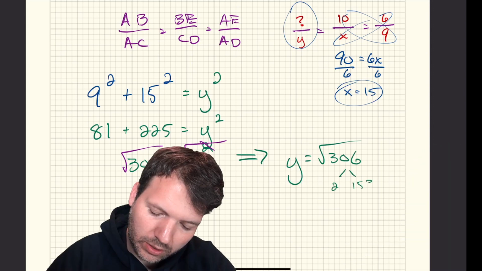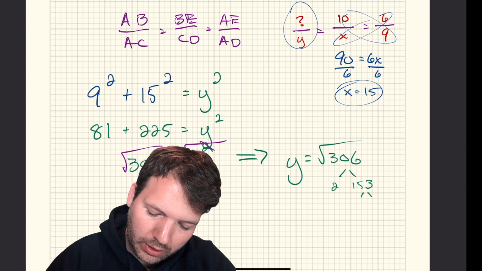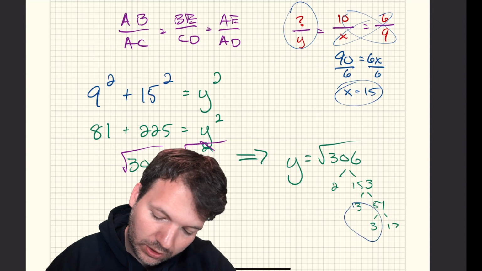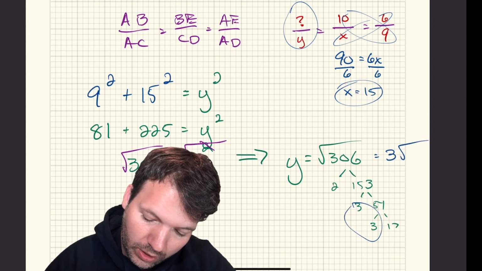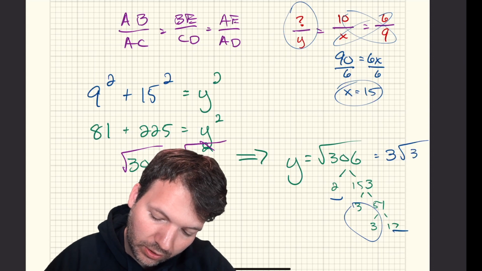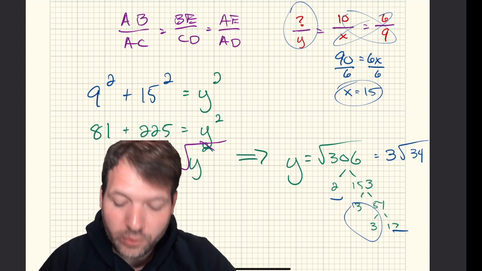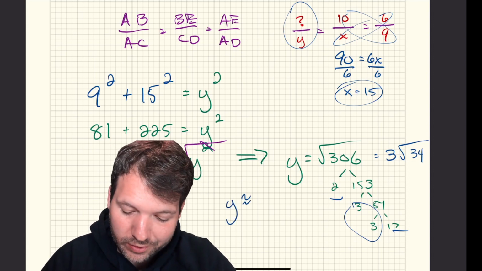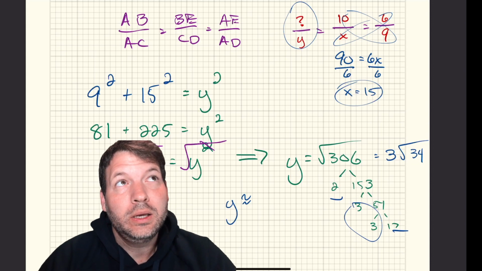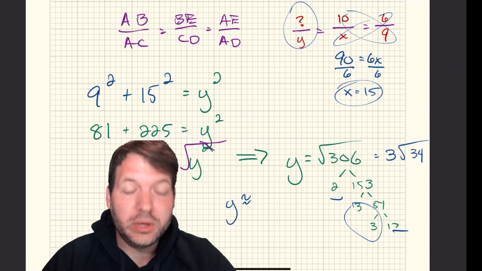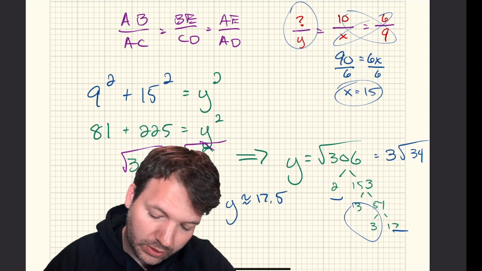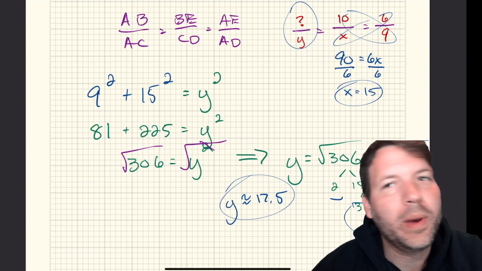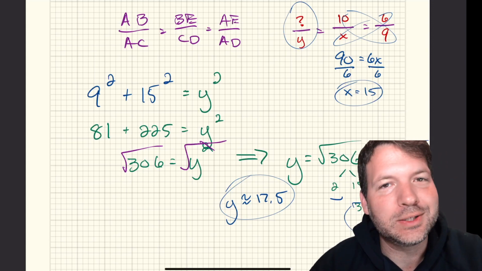What is that? 2 times 153. And that's 3 times 51, and that's 3 times 17. So I actually do end up with a pair here. A 3 gets out, the 2 and the 17 would stay under. So that's exactly 3 root 34 if we simplified it. With lengths, we don't usually do that. We usually approximate. So the square root of 306 is bigger than 17 but smaller than 18, but it seems roughly halfway in between. So I would say, well, that's probably about 17.5. Oh my gosh, 17.49. I swear, guys, I don't look at these ahead of time.